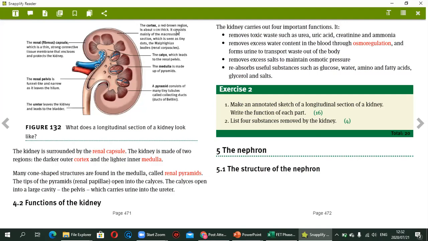Then we have the cortex inside here. From the kidney here, you have the cortex. And then the cortex is a red-brown region, which is about 1 centimeter thick.